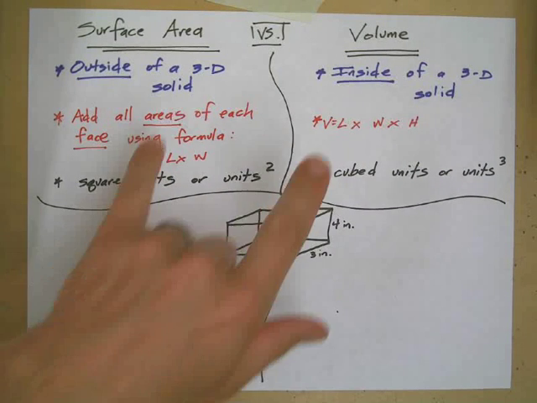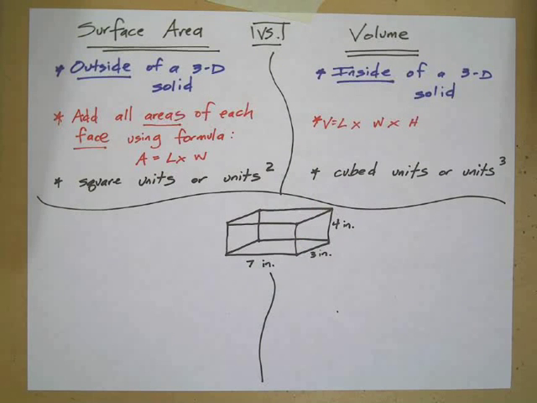The class and I have worked on listing out some of the tale of the tape, if you want to think of this as a boxing match. In the red corner with surface area, we have a focus on the outside of a three-dimensional solid, whereas with volume, we're dealing with the inside of a three-dimensional solid.